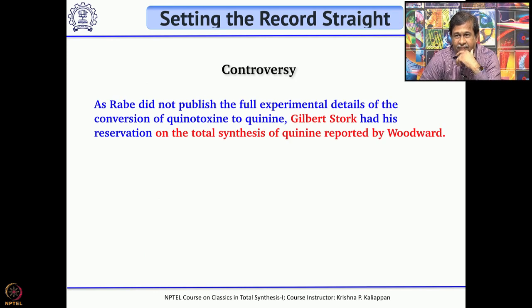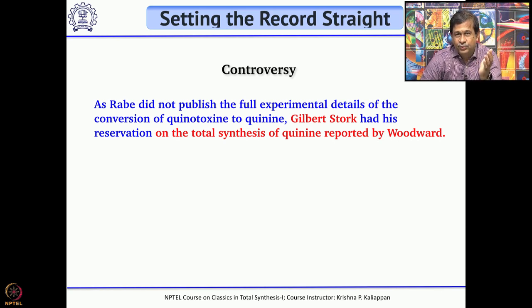Paul Rabe, when he reported the synthesis of quinine from quinotoxin, did not publish the complete experimental details. Later, he published several other papers related to the synthesis of many closely related cinchona alkaloids, but he never published the full experimental details of quinotoxin to quinine.